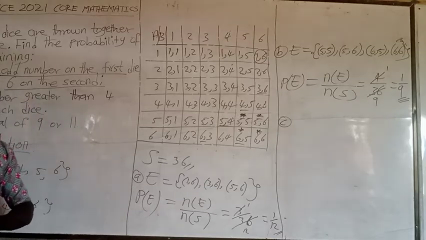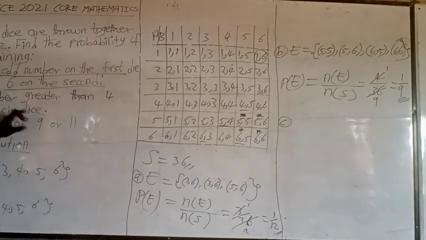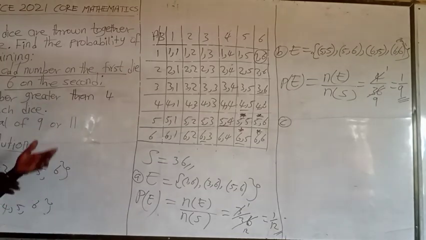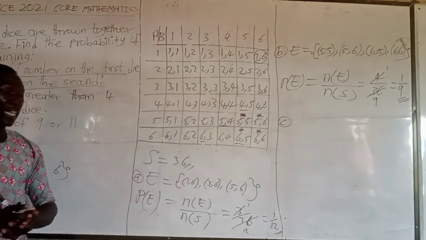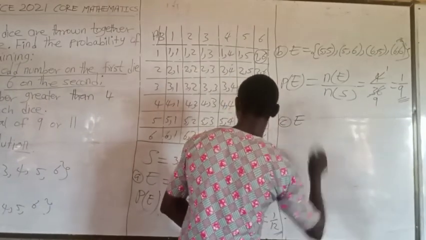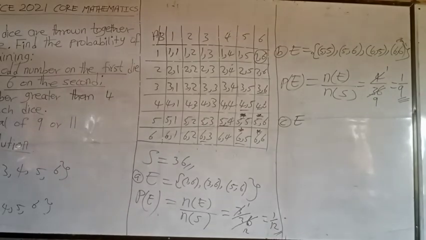And secondly, you can also list those that sum up to 9 in one set, those that sum up to 11 in one set, and you find the probability of obtaining this, and also find the probability of obtaining this, and now add them together. That is an alternative way of doing it, but the simplest way, because in exams time is a key factor, so we will opt to use the simplest one, that is boxing everything in a single set. So let's go on and find the probability of obtaining a sum of 9 or 11.